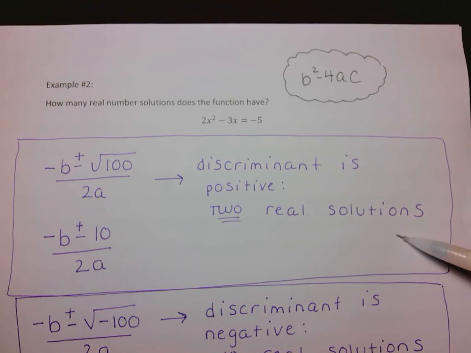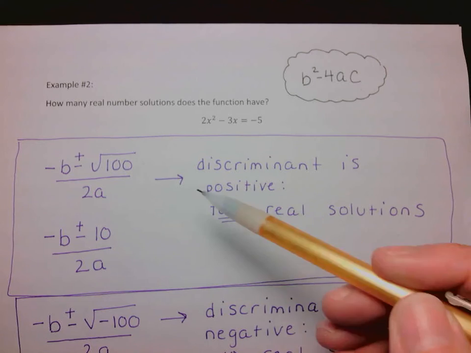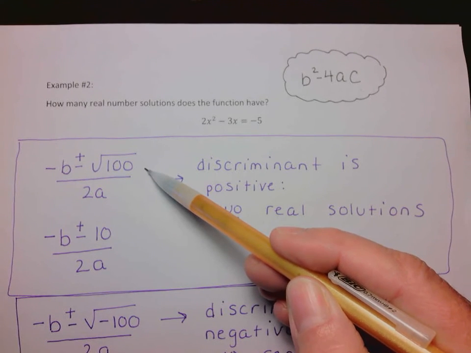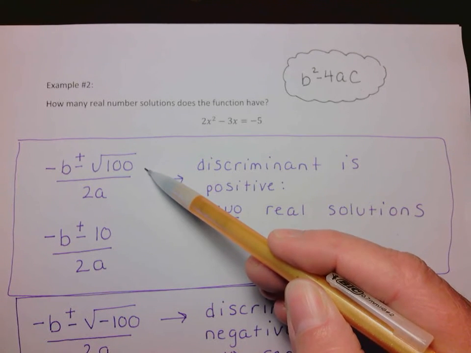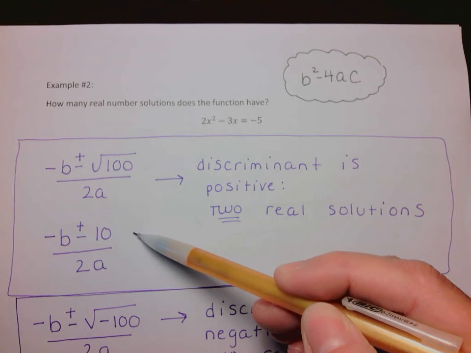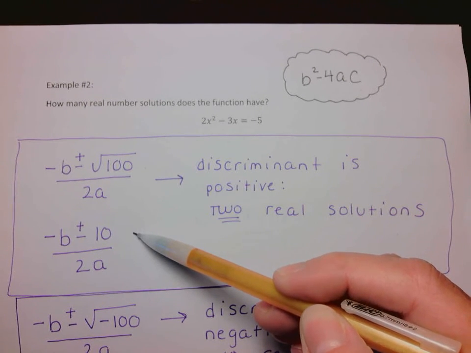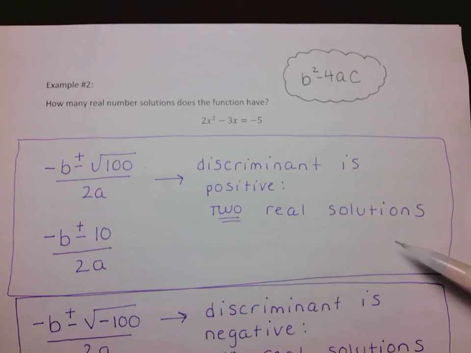So if the discriminant is positive, you will have two real solutions. For example, if the discriminant ends up being 100, you have negative b plus or minus 10 all over 2a. So you will have two real solutions. This is what we did in example number 1. So anytime the discriminant is positive, you will have two real solutions.